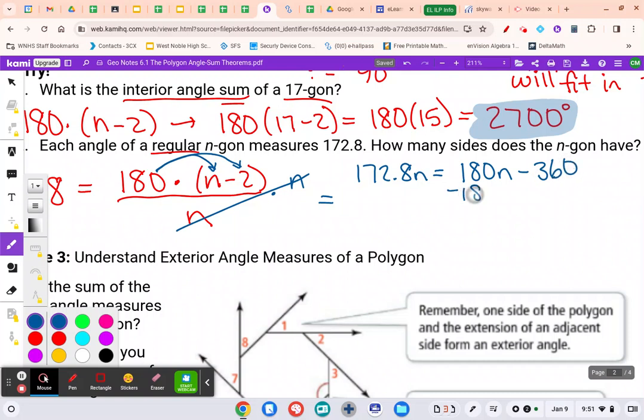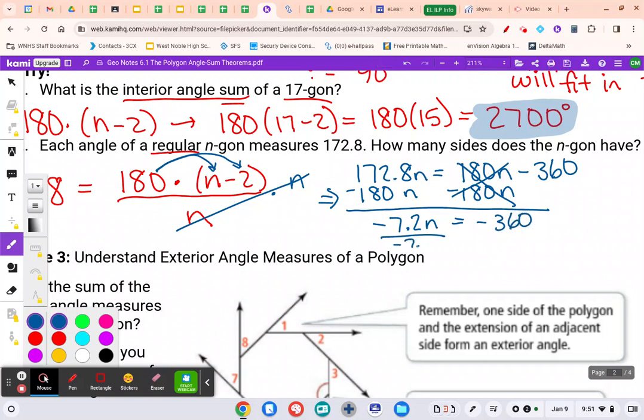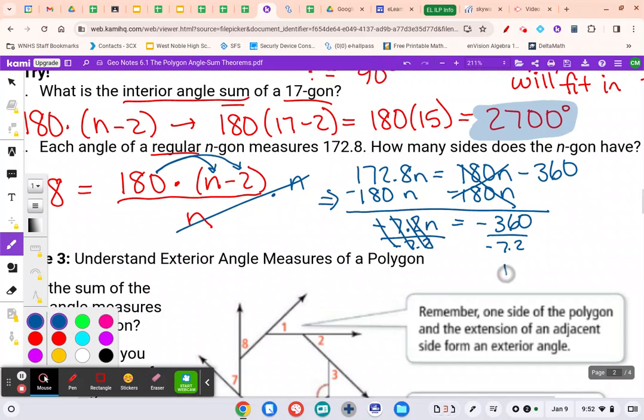I'm going to subtract 180 n on both sides because they are like terms. Using my calculator, this tells me this is negative 7.2 n. This will equal negative 360. I divide by negative 7.2. And this gives me that n is equal to 50. So this is actually a 50-sided shape. Pretty crazy. But our formula helped us get there without any guessing and checking, which is super nice.